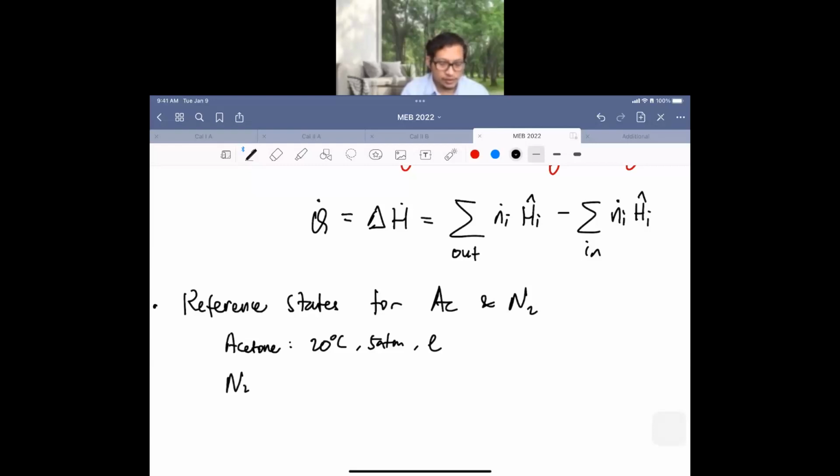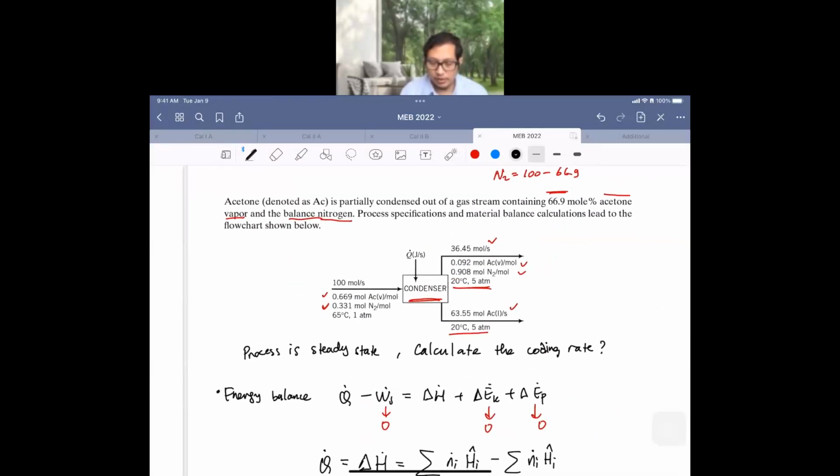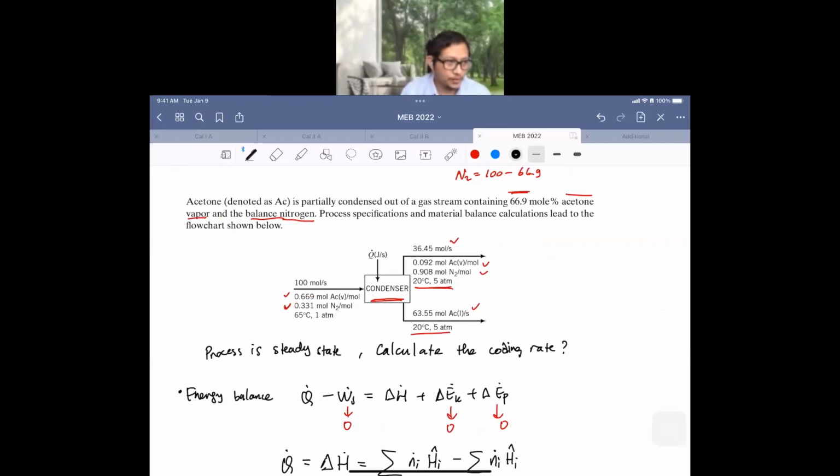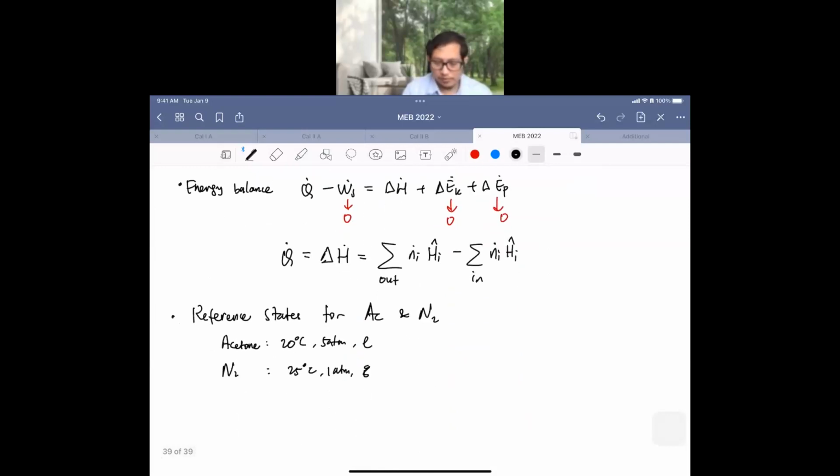And the nitrogen will be 25 degrees Celsius, 1 atmosphere, and it's gas, because I think that's the most plausible condition for the nitrogen. You can make sure of this from table B8. This is specific enthalpies of nitrogen at this gas phase.